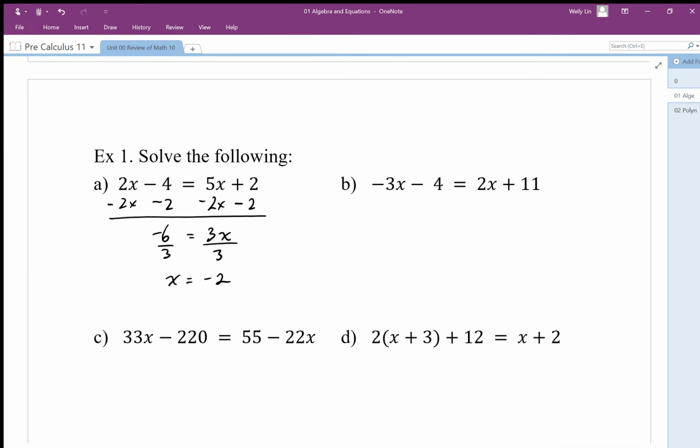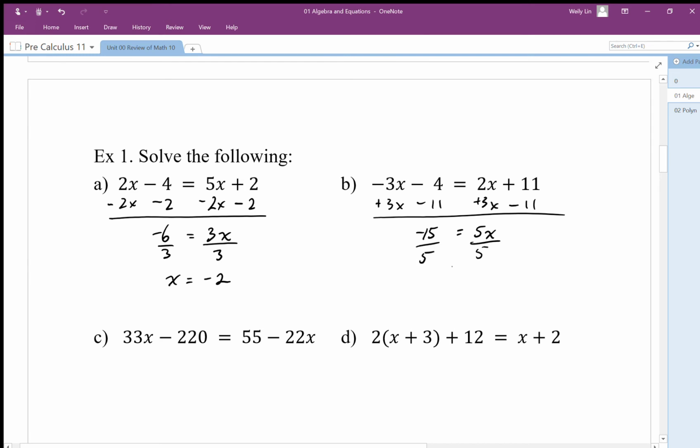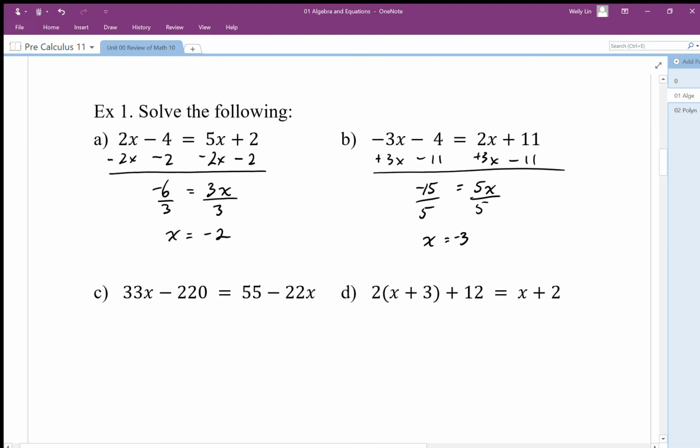It's important to work vertically. Here I'm going to add 3x to both sides. I'm going to take away 11 from both sides. I end up with negative 15 equals 5x. Again, divide both sides by 5, and I get a solution x equals -3. So there's only one rule for equations, and that's balance.